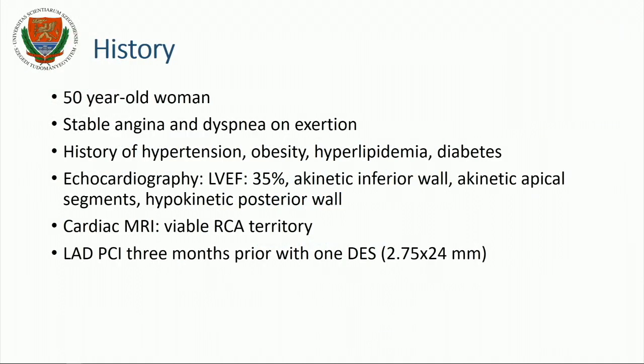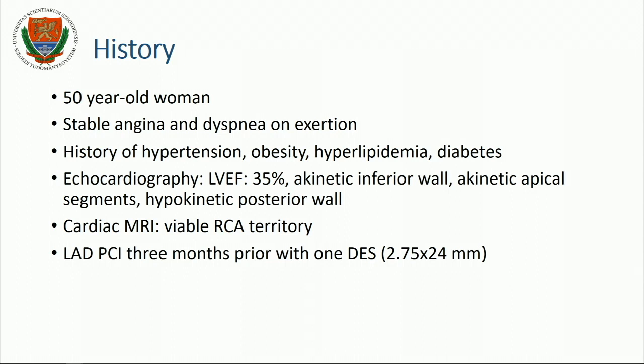So our patient is a 50-year-old woman who presented with stable angina and dyspnea on exertion. She has the usual risk factors: history of hypertension, obesity, hyperlipidemia, and diabetes. She had a reduced ejection fraction on echocardiography with akinetic inferior wall, akinetic apical segment, and hypokinetic posterior wall. We performed a cardiac MRI, and the RCA territory was viable.